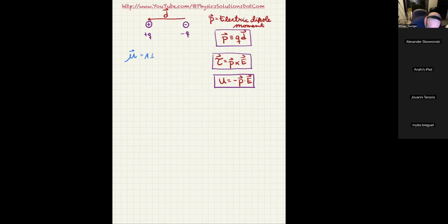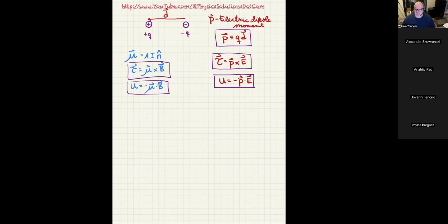When we do that, what we discover is that, in fact, the torque on the magnetic dipole is mu cross B, where B is the magnetic field, and the potential energy of that magnetic dipole in a magnetic field is negative mu dot B. So notice the exact similarities between the electric dipole and the magnetic dipole. That's a key thing to understand. But that's all we did last time for chapter 21.